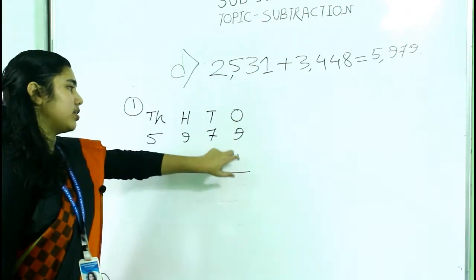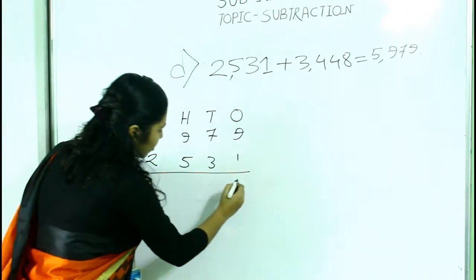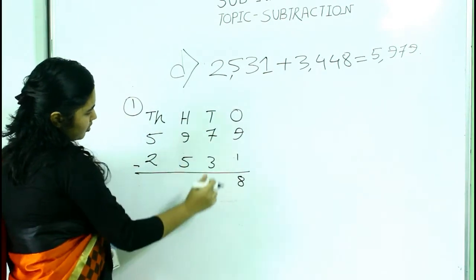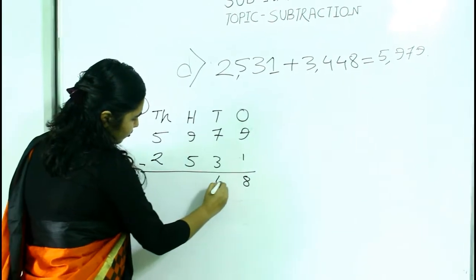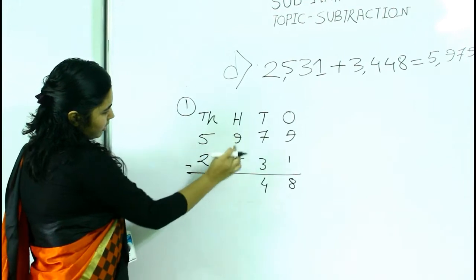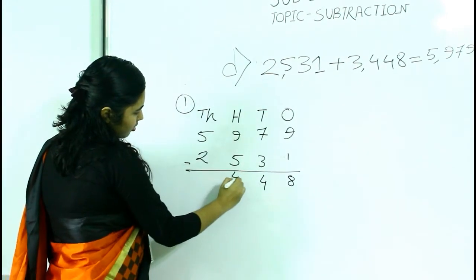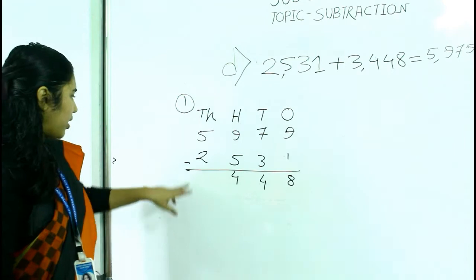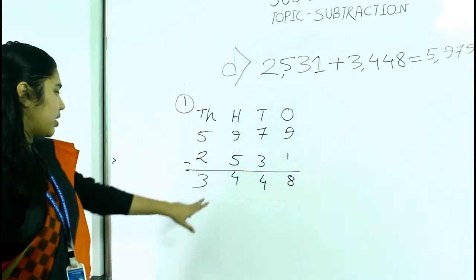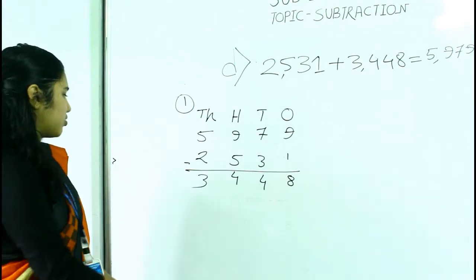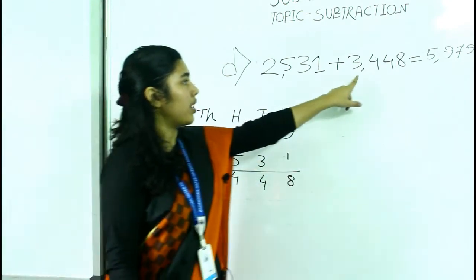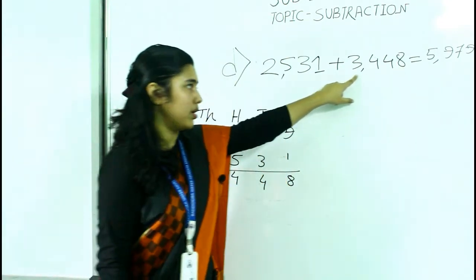So 1 is less than 9, so you can subtract 1 from 9, which is 8. Again 7 is more than 3, so subtract 3 from 7, which is 4. Next 5 is less than 9, so subtract 5 from 9, which is again 4. And now subtract 2 from 5, which is 3. Look at here, we will get 3448, which is nothing but the other number.